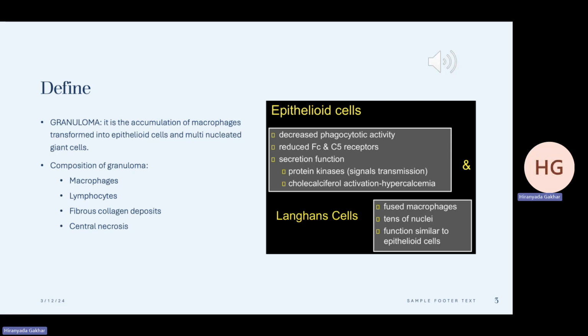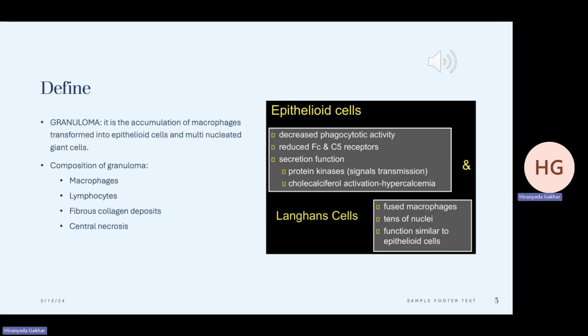Now granulomatous inflammation has a characteristic feature which is called a granuloma. What is a granuloma? A granuloma is an accumulation of macrophages which are transformed into epithelioid cells and multinucleated giant cells. Along with that, you have lymphocytes, to be specific T lymphocytes. There is some amount of necrosis in the center and also deposits of fibrinous collagen.